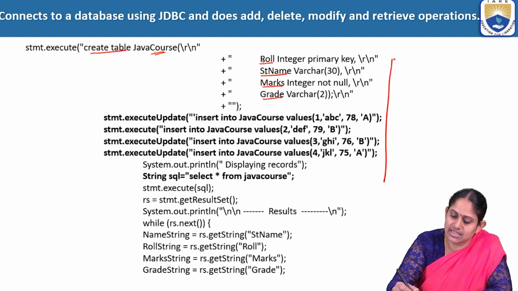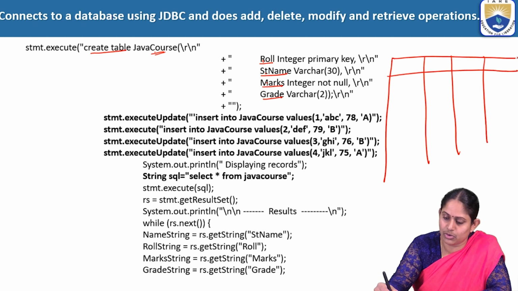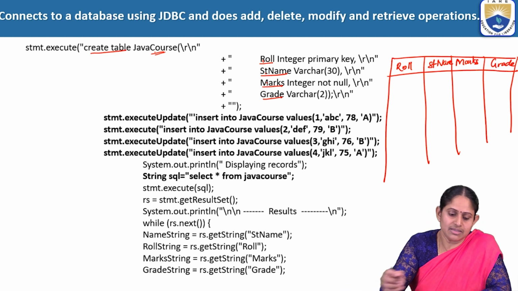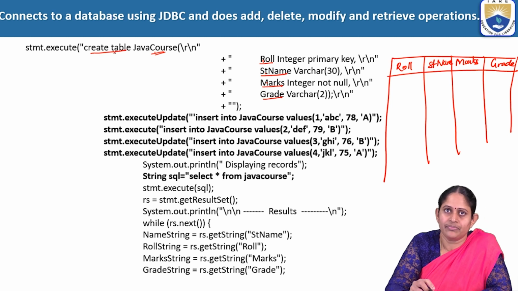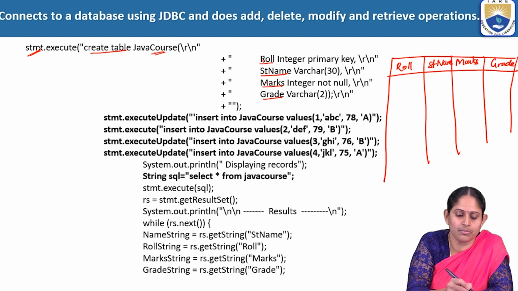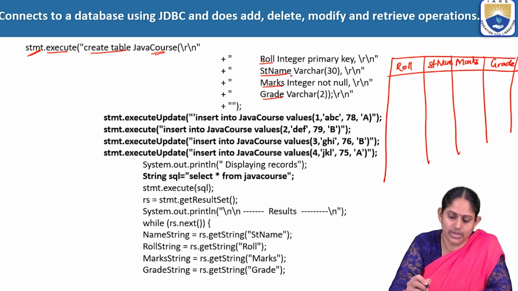When we create the table inside the database, it will create a table with 4 columns in it. The first one will be roll, the second one will be student name, the third one will be marks, and the fourth one will be grade. So these are the 4 columns created by using the create table query. We are using the statement object and calling the execute method to execute this query.